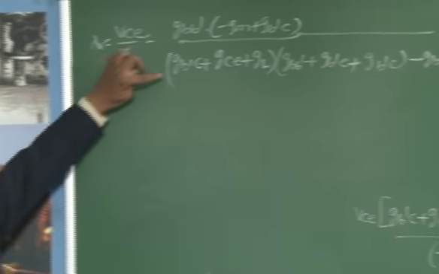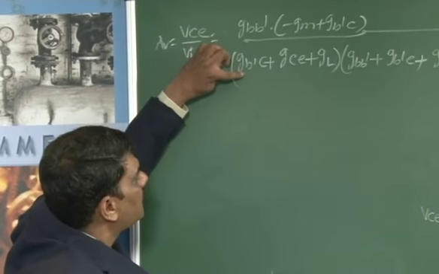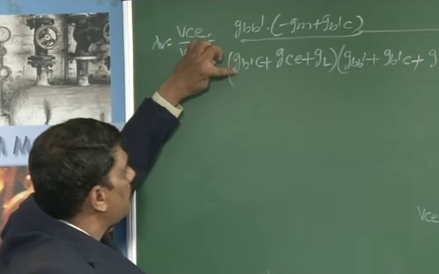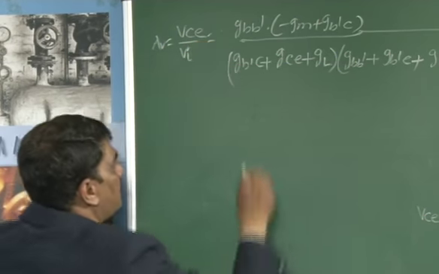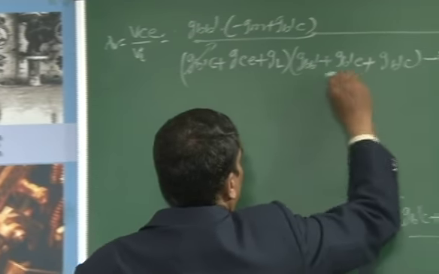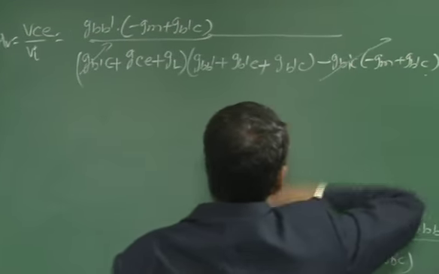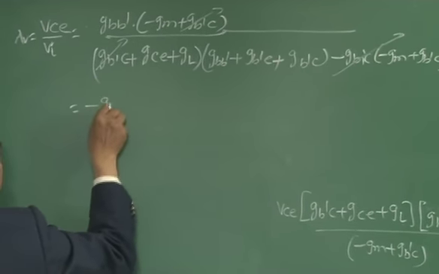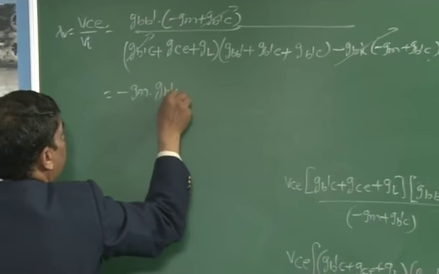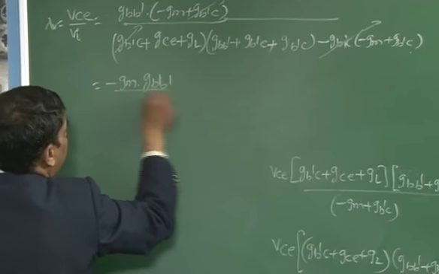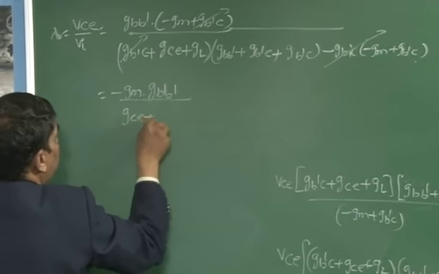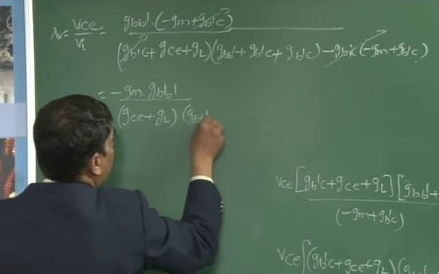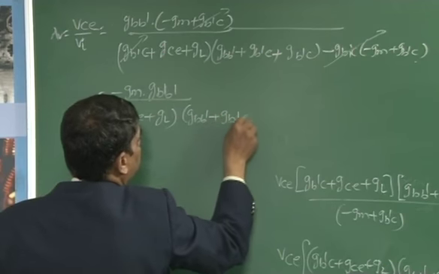We know that RB dash C is already high, therefore its conductance is very poor, and that conductance is negligibly small. Then this term vanishes, and this term also vanishes. Therefore, you are going to get minus GM into GB dash BB dash divided by GCE plus GL into GBB dash plus GB dash E.